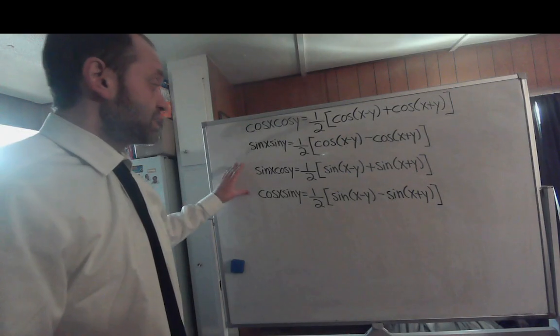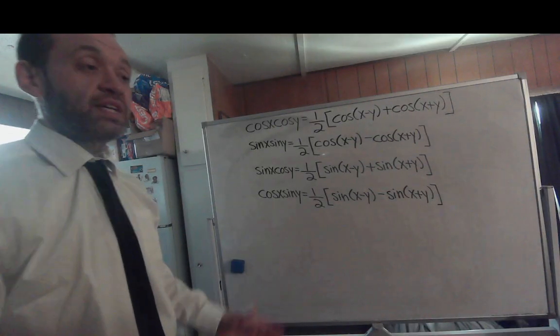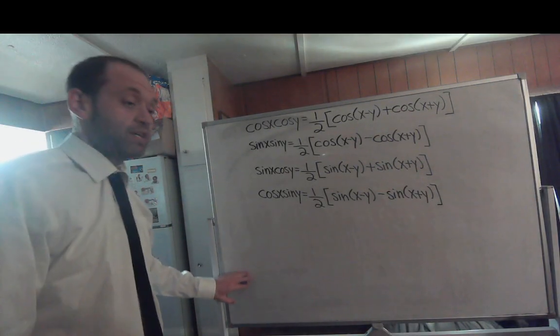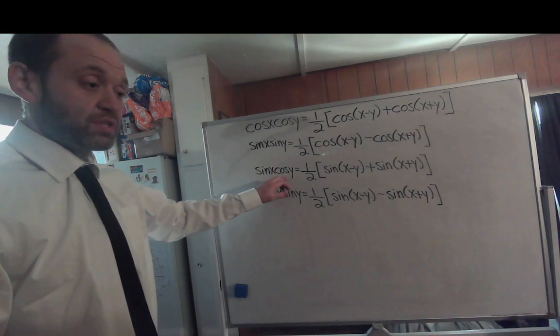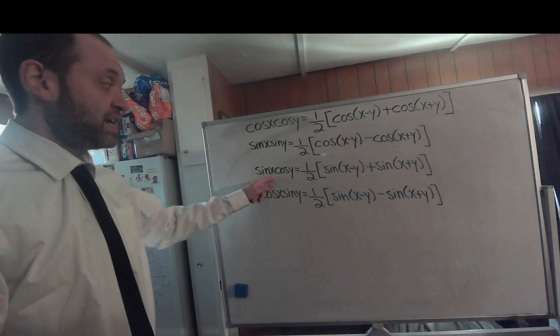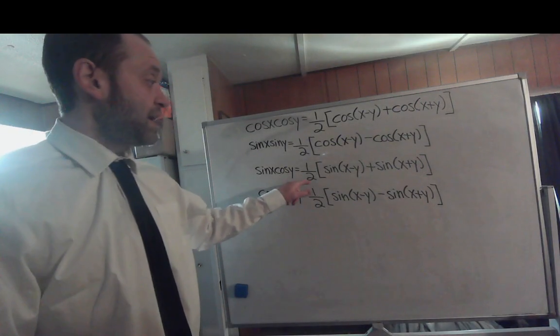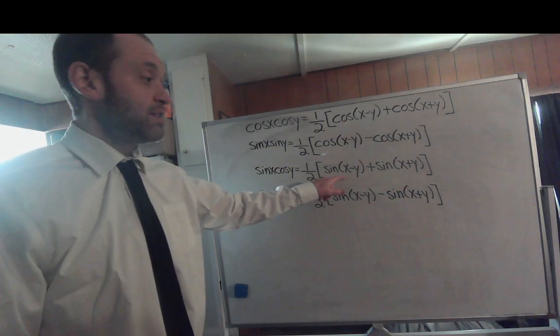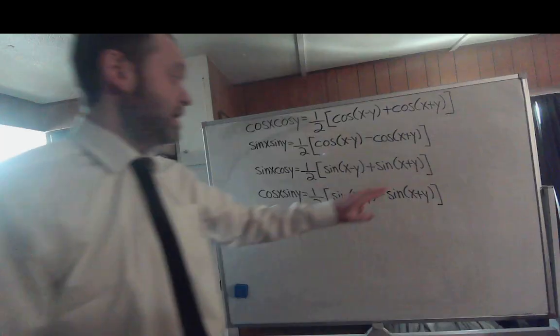Now, these next two formulas and the previous two are also heavily used in calculus, especially in integration. If you have the sine of an angle times the cosine of an angle, so the sine of x times the cosine of y, that equals 1/2 of the sine of the quantity of x minus y plus the sine of the quantity of x plus y.